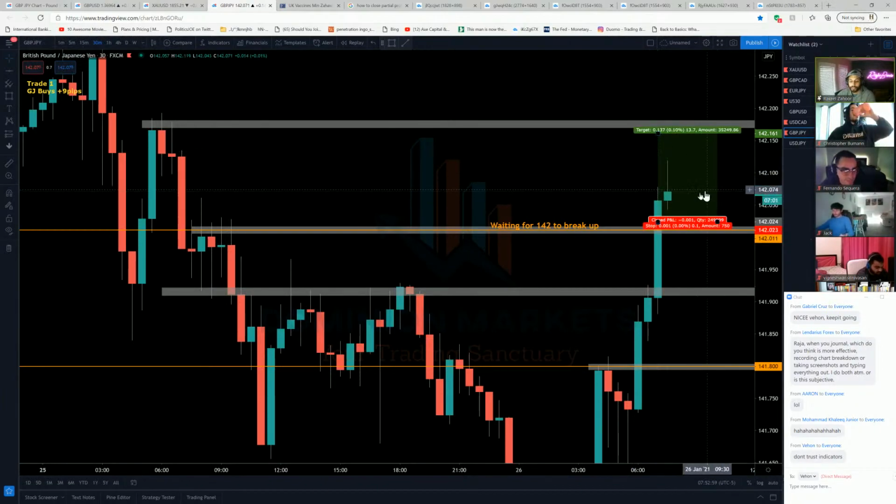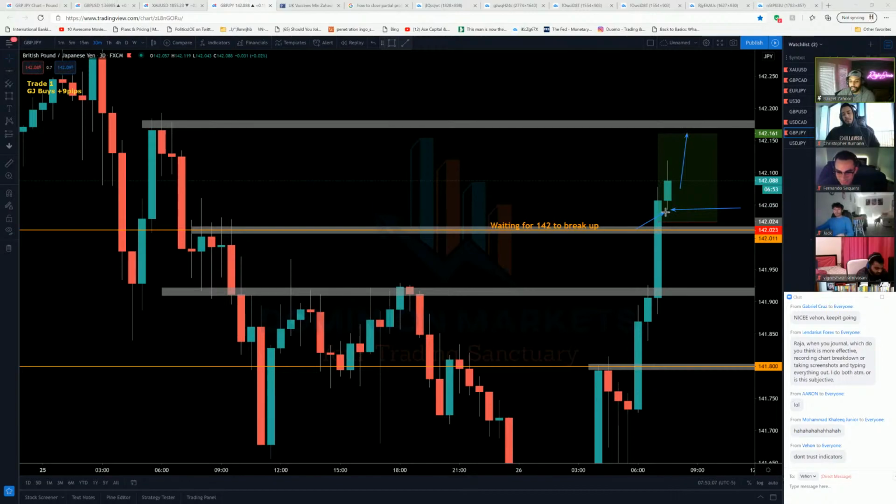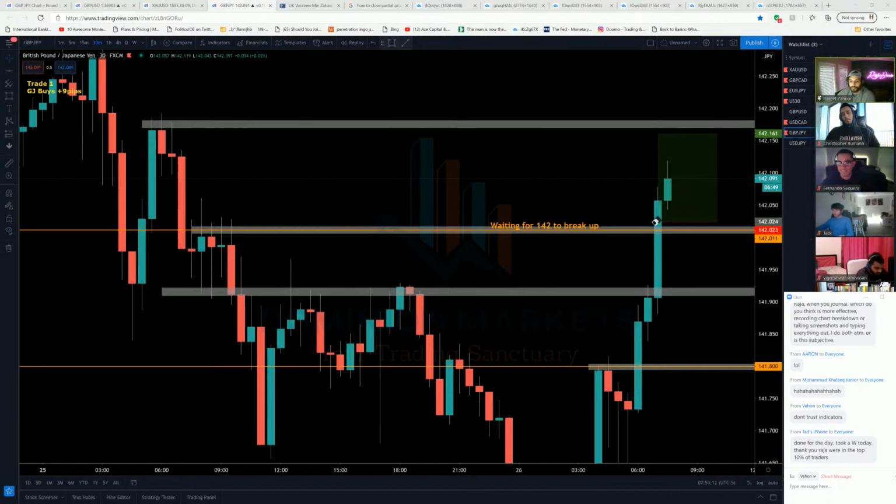Because once this 30-minute candle closes, we're expecting the next 30-minute candle to respect this low and to continue moving bullish. If it breaks this low, then there's some chance it can go down. Exactly. Basically, I'm expecting 142.05 to hold support. We can get a rejection from there.